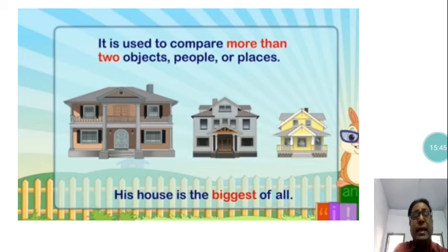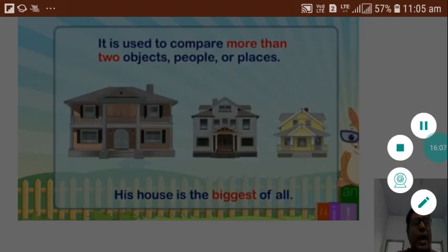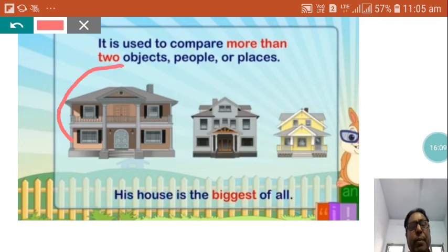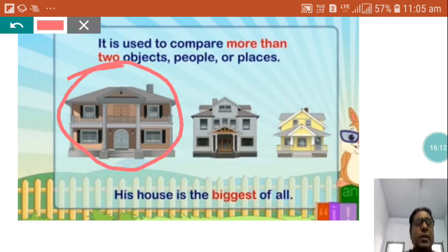You can see here there are three houses. One is very small, then the middle one is bigger than the first one on the right side, and then on the extreme left is the biggest house. So there are three houses and they are compared. If you compare them, you say this house is the biggest of all. His house is the biggest of all.